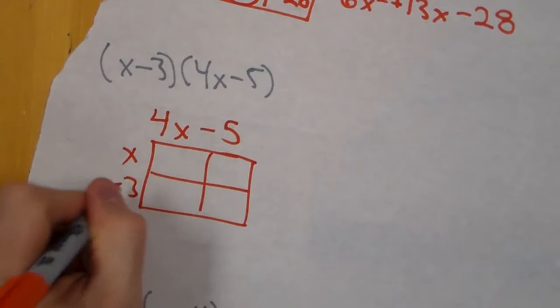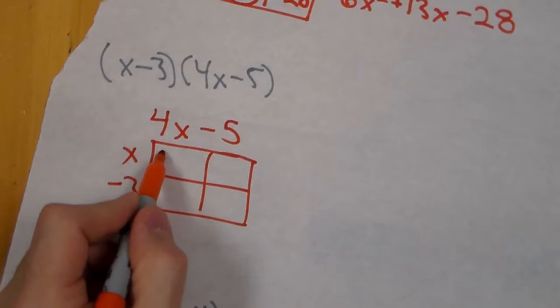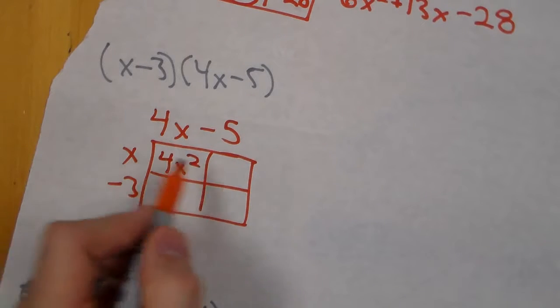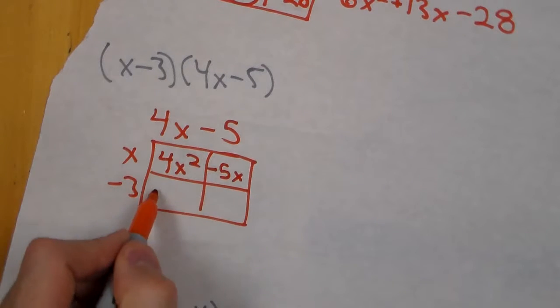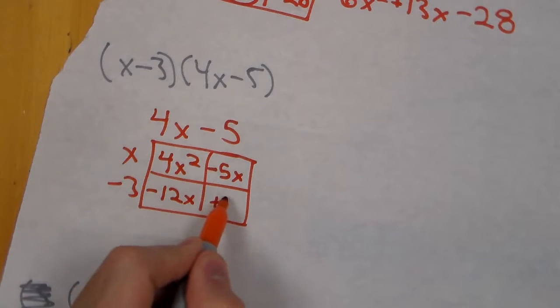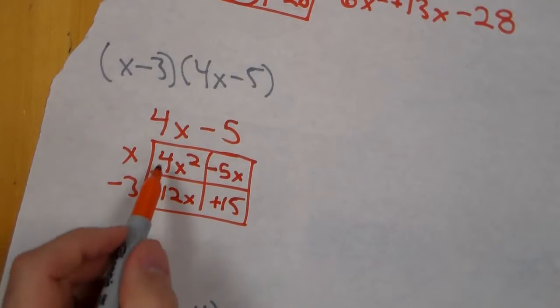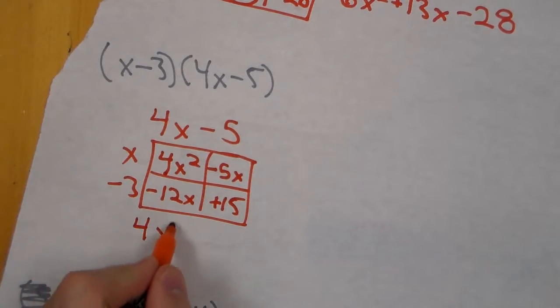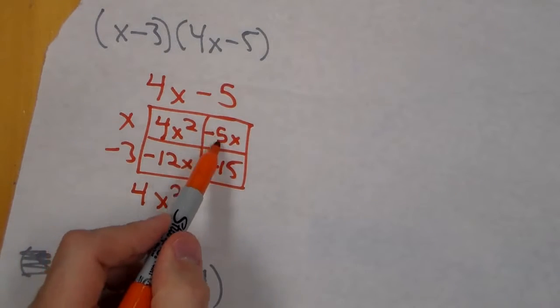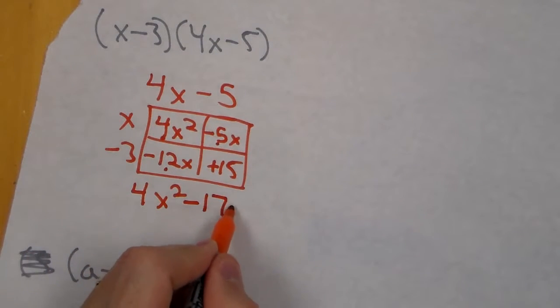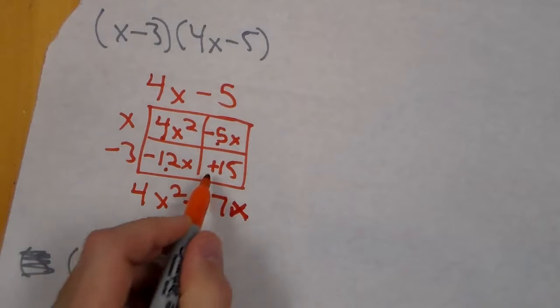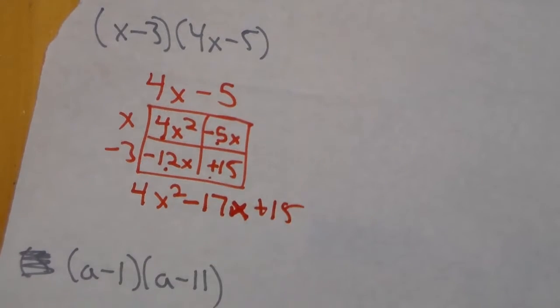For our next one, I have 4x minus 5 and x minus 3. I get 4x squared minus 5x minus 12x plus 15. This becomes a 4x squared. Negative 5 and negative 12 is negative 17x. And then plus 15.